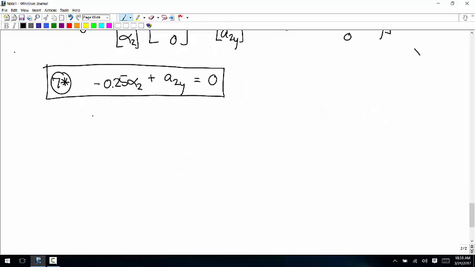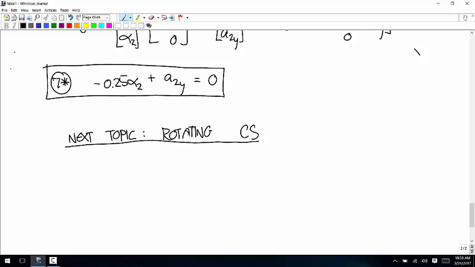That's a good question. So here's the next topic. It has to do with rotating coordinate systems. And you can only use Newton's laws if you have an inertial coordinate system. So that's a good question too. So let me, Newton's laws only work in inertial coordinate systems.